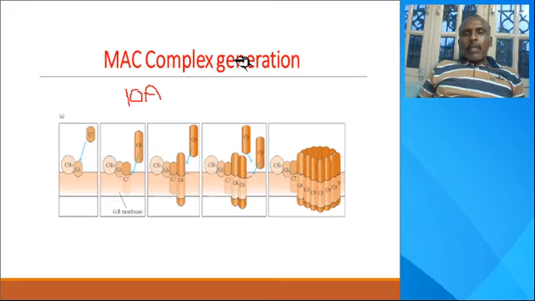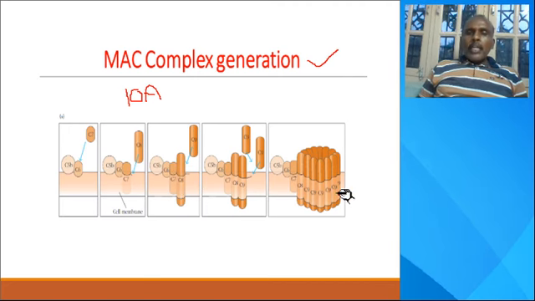The classical pathway and the remaining pathways have similar steps up to the C5, not after the C5. The membrane association complex needs to be generated on the surface. So these make a 10 angstrom pore on the surface of the bacterial membrane.